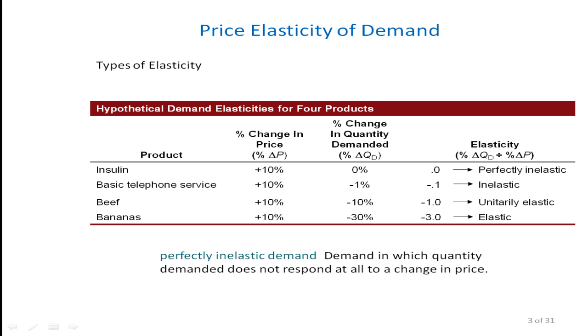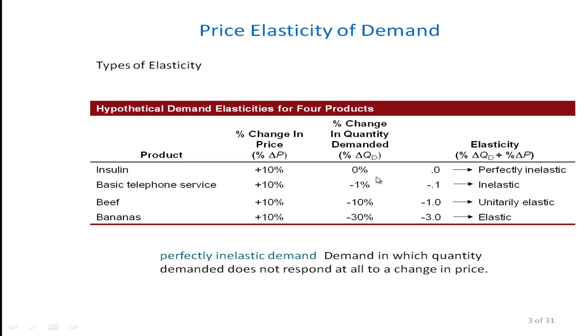So, what does elasticity look like for different types of goods? Let's take a look at four hypothetical elasticities for four different products. Let's take the case of insulin. If price went up by 10%, we might expect there to be no change in the quantity demanded.